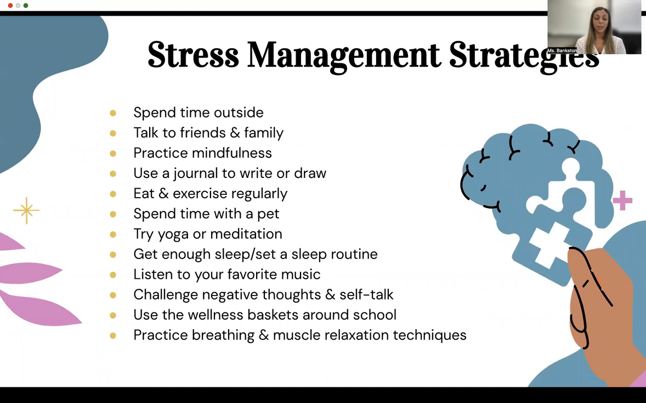So, when we are struggling with our mental health, there are a number of strategies and coping skills we can use to help ourselves. We can spend time outside, talk to friends and family, and practice mindfulness, which you can do by paying close attention to your breathing, body, and your thoughts to be in the present moment. You can also use a journal to express your thoughts and feelings, eat and exercise regularly, spend time with a pet, try yoga or meditation, which there are a lot of videos for online if you need to be guided through.